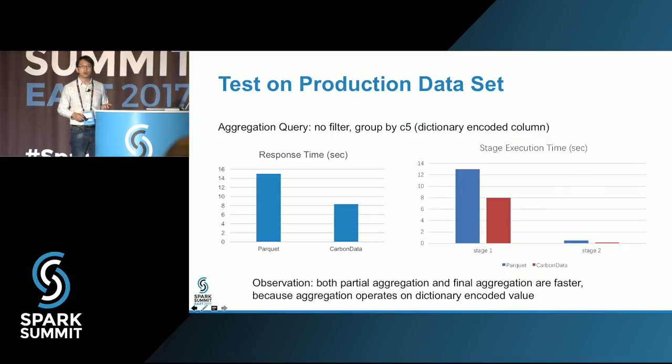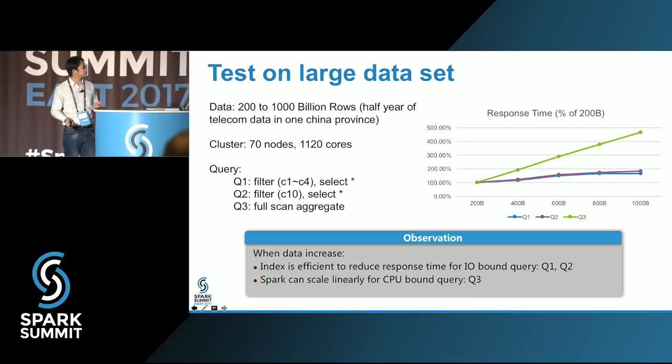This is for the aggregate query example. In this query, there's no filter and group by one C file, which is a dictionary encoded column. You can see the execution time, Carbondata is half of the Parquet. And if you open up the stage execution time, both the stage 1 and the stage 2, for the partial aggregate and the final aggregate, Carbondata stage is less time than Parquet stage.